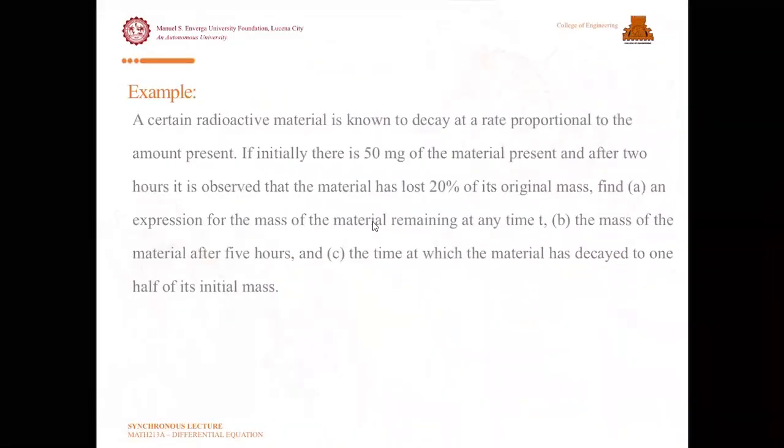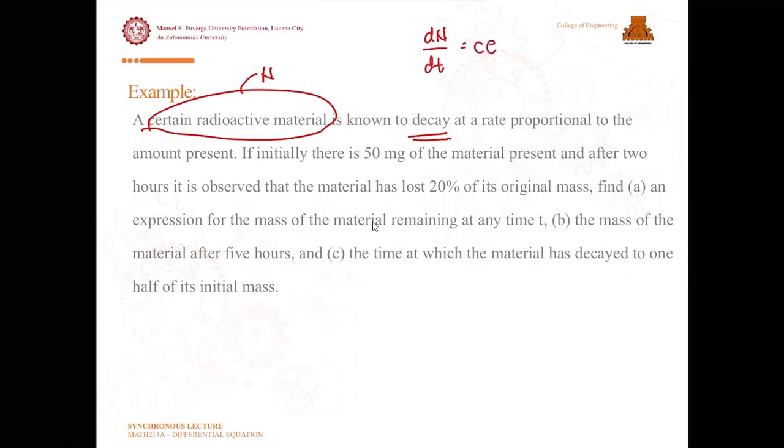Next. So a certain radioactive material is known to decay. Okay? Note the term decay, at a rate proportional to the amount present. So gawin ko na lang na N na lang din yung representation ko ng radioactive material, no? So ibig sabihin, dN over dt is equals to C e^(-kt). Wala na pala to. So ito ay N, no? Para sa general equation natin. So negative lang yung k.